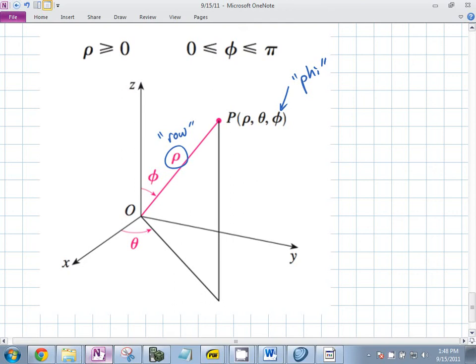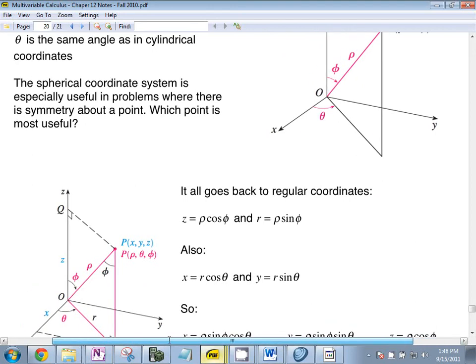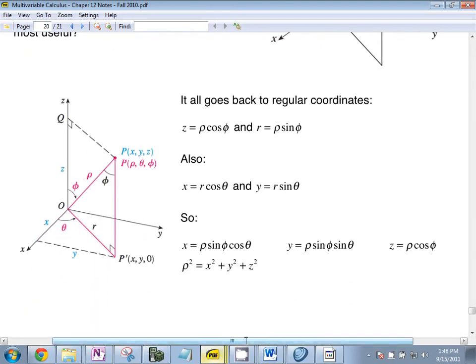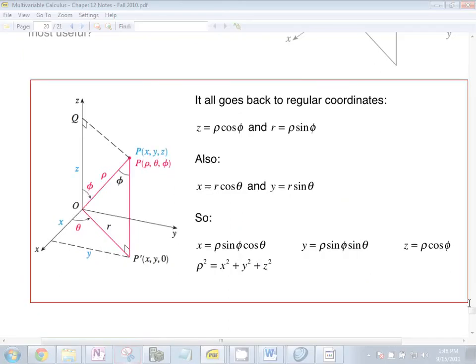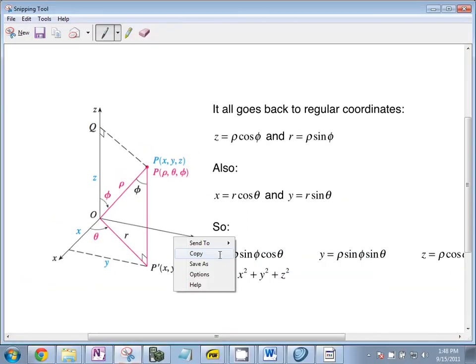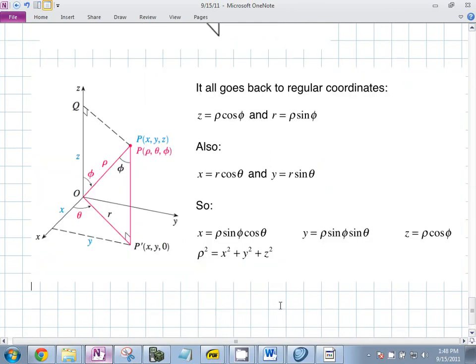What's the first thing you need to be able to do if you're going to work with these three things? Convert between them. Is there a nice conversion table for this? Oh yeah, absolutely. It's more complicated, but it's not that bad. I can clip this in for you. You can put everything back to rectangular coordinates. Z is equal to rho cosine phi, and r is equal to rho sine phi. Also, x is equal to r cosine theta, and y is r sine theta.